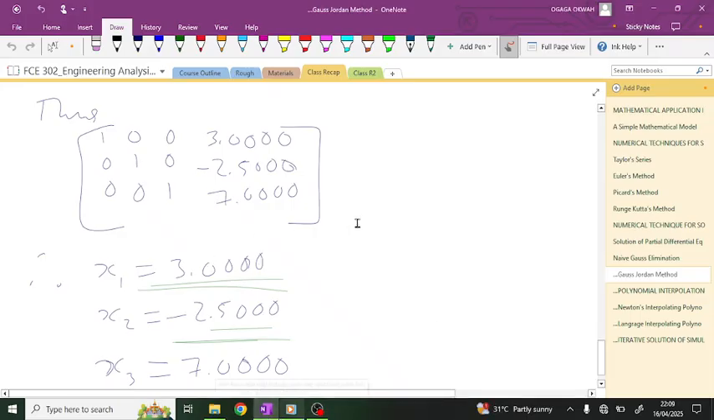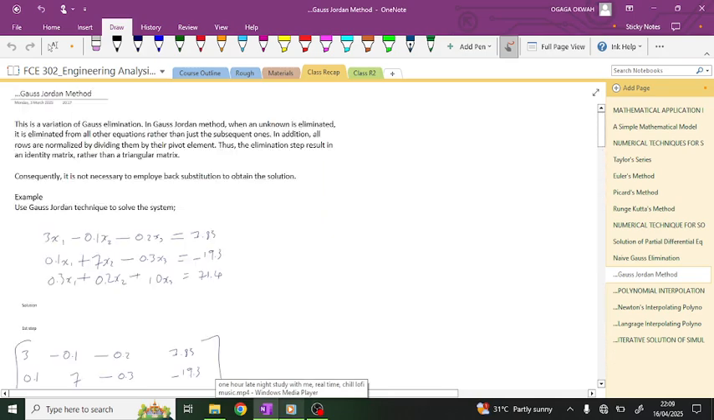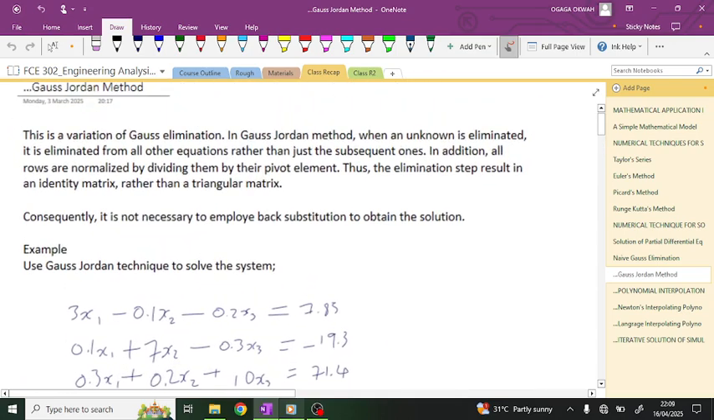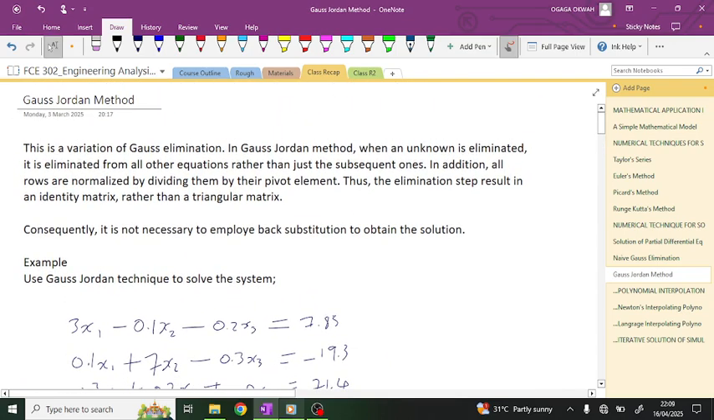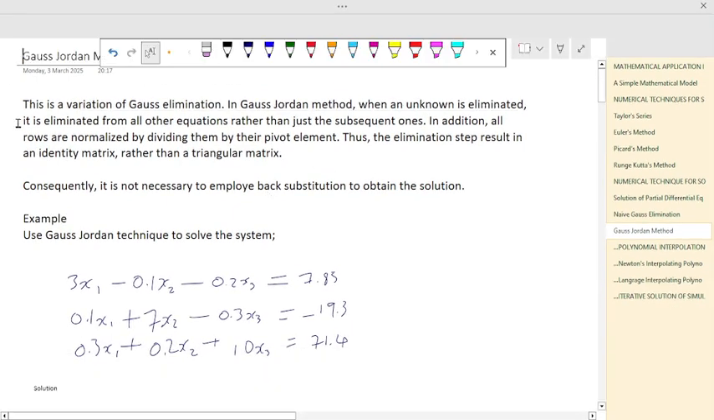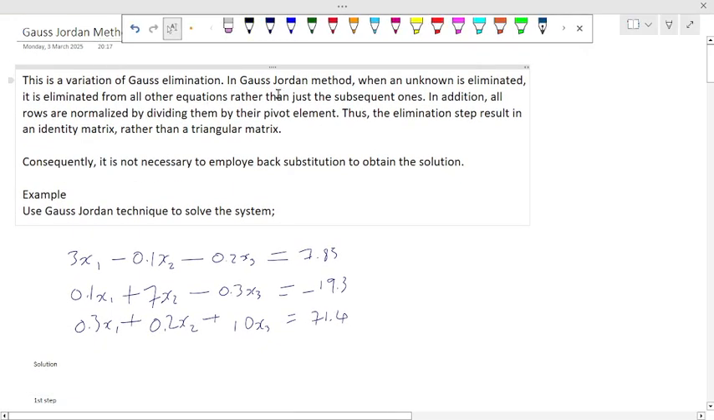And in this video we'll be talking about the Gauss Jordan Elimination method, or the Gauss Jordan method. Now this is similar to the previous video where we did the naive Gauss elimination method. So this is a variation of Gauss elimination method.